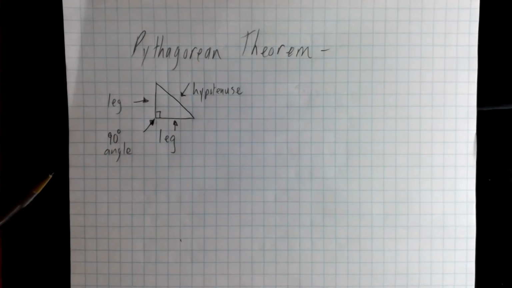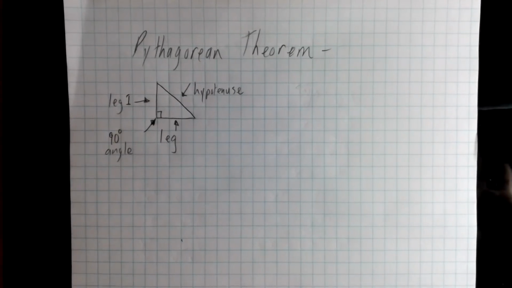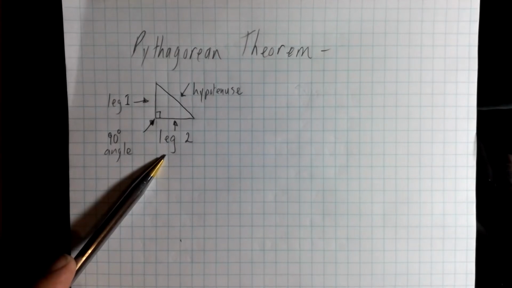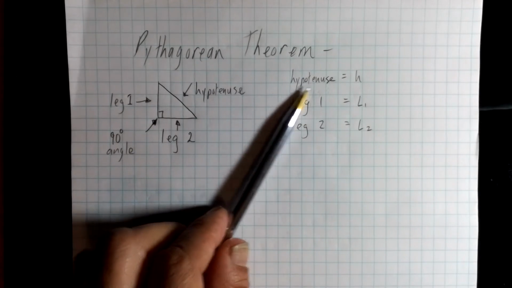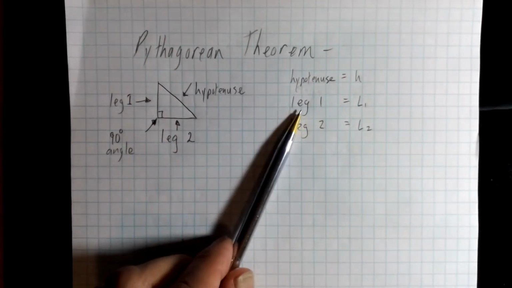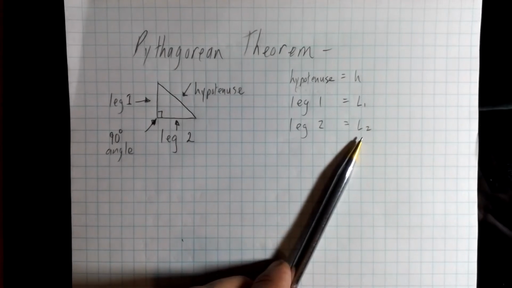Now, to explain how the Pythagorean theorem works, I need to label this leg 1. And here's leg 2. Now, when I show you the equation and I use it, I'm going to call the hypotenuse h. Leg 1 I'm just going to call L1, and leg 2 I'm going to call L2.